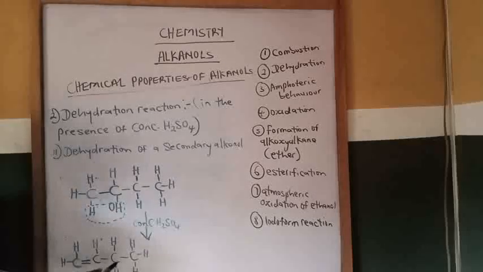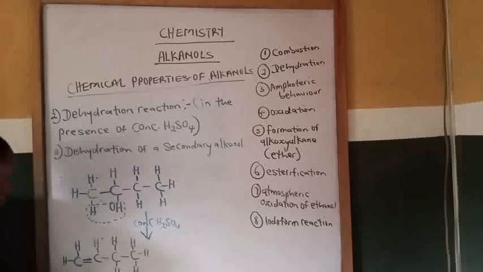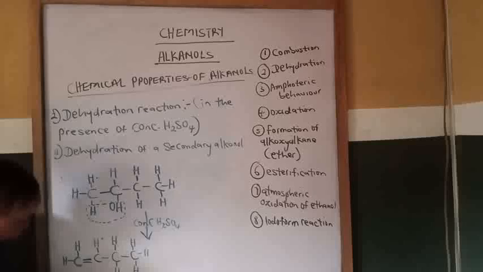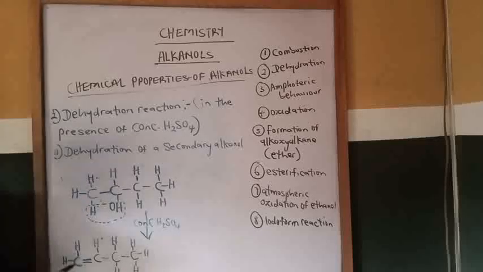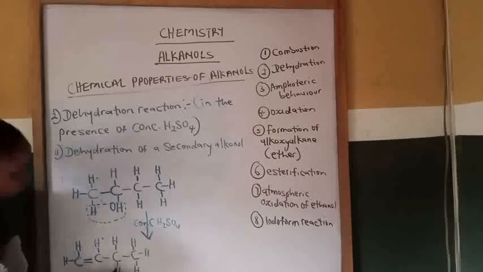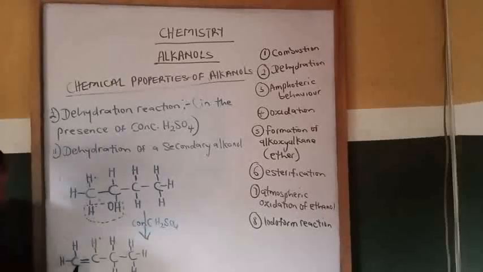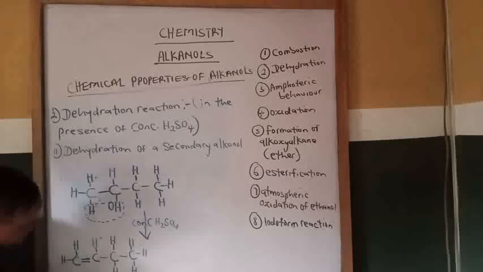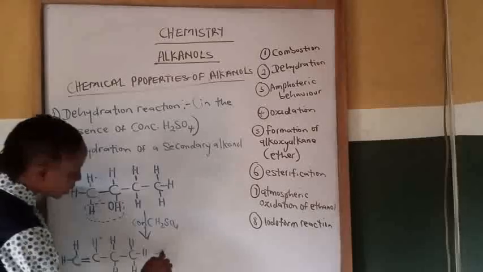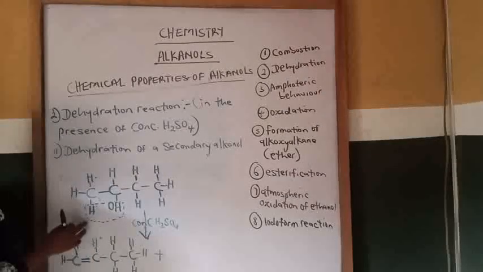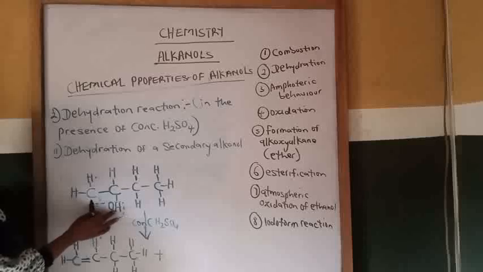So what's the name of this first product? 1, 2, 3, 4. Sorry, that's but-1-ene, 1, 2, 3, 4. That's but-1-ene, or butene.